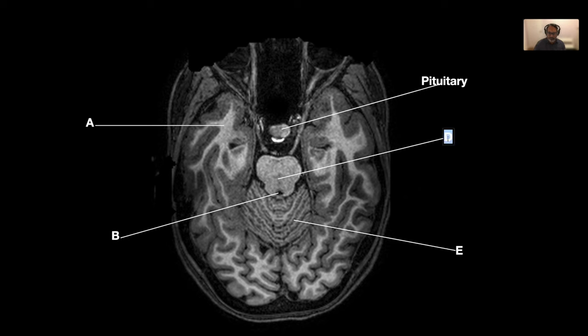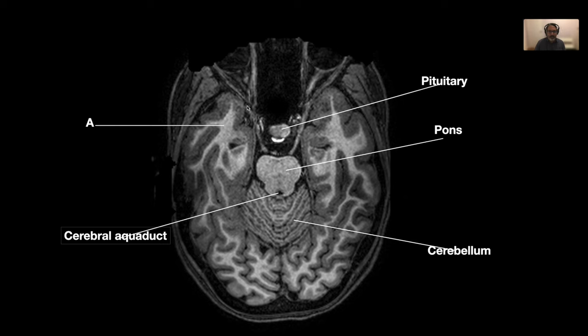I think you are correct. It is the pons at this level. If not, yeah, it's still the pons. Maybe it's the midbrain, I'll check. I believe it's the pons. But you're in the right place. Yep, that's the cerebellum. That's what I'm expecting from that one. Correct, that is the cerebral aqueduct.